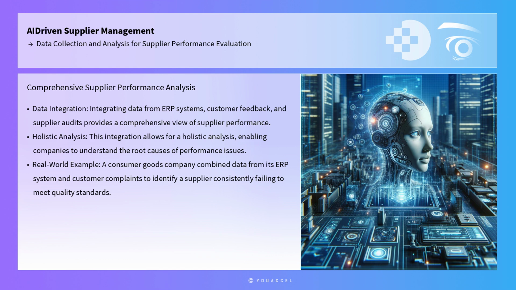Furthermore, integrating data from various sources, such as enterprise resource planning systems, customer feedback, and supplier audits, provides a comprehensive view of supplier performance. This integration allows for a holistic analysis, enabling companies to understand the root causes of performance issues. For example, a consumer goods company combined data from its ERP system and customer complaints to identify a supplier consistently failing to meet quality standards, prompting corrective actions that improved customer satisfaction by 20%.